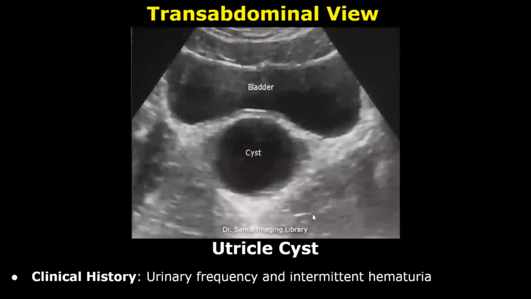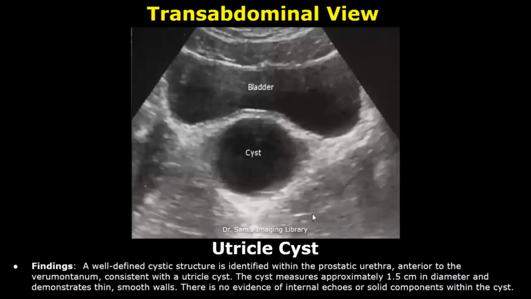Here is an example of utricle cyst. This is the clinical history: urinary frequency and intermittent hematuria. These are the findings. A well-defined cystic structure is identified within the prostatic urethra, anterior to the verumontanum, consistent with a utricle cyst.